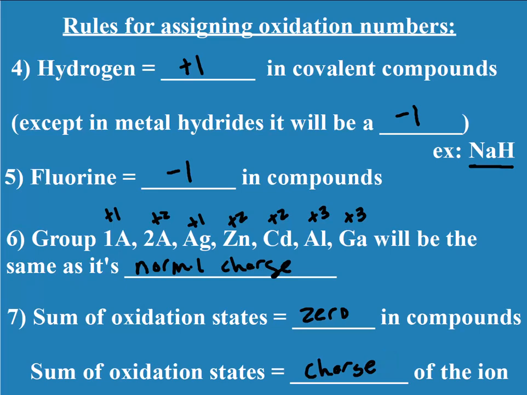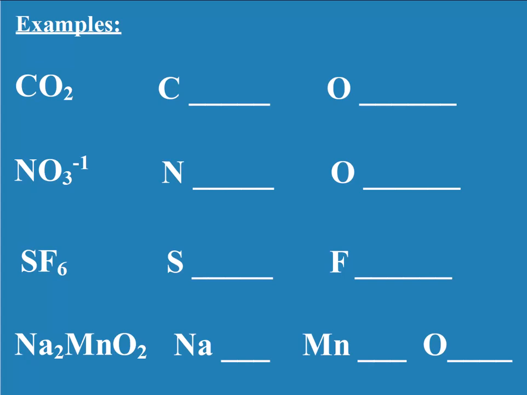So let's see what those mean. Here we have CO2. For CO2, we only have a rule for oxygen. Oxygen is a -2. Notice I put that on the top. I'm going to multiply the oxidation number by how many of that element I have. So -2 times 2 is a -4. It has to add up to 0. So carbon has to be something plus -4 equals 0. That means carbon must be a +4.